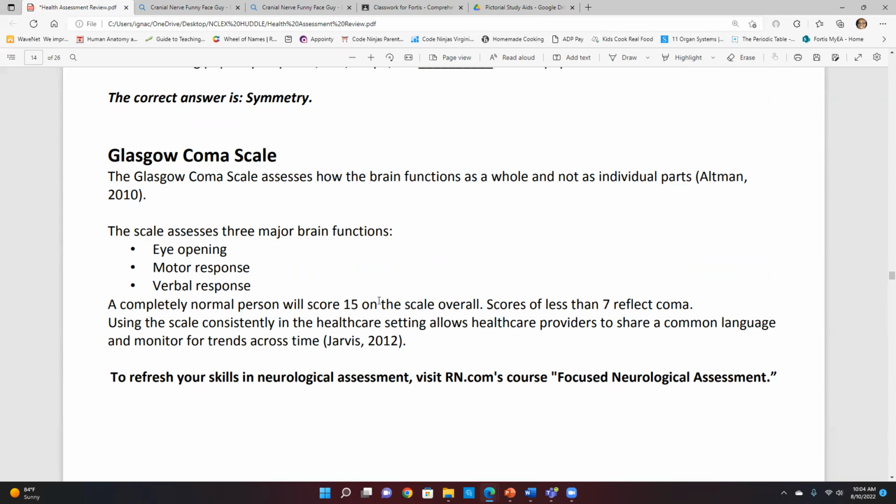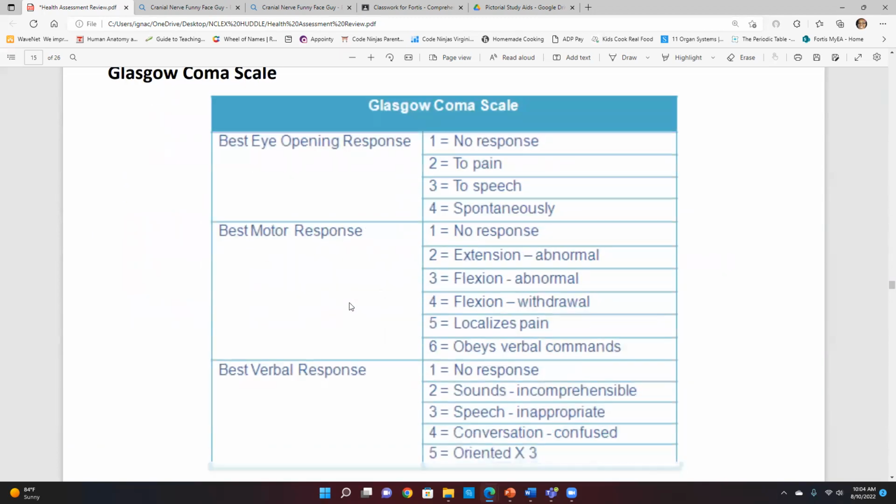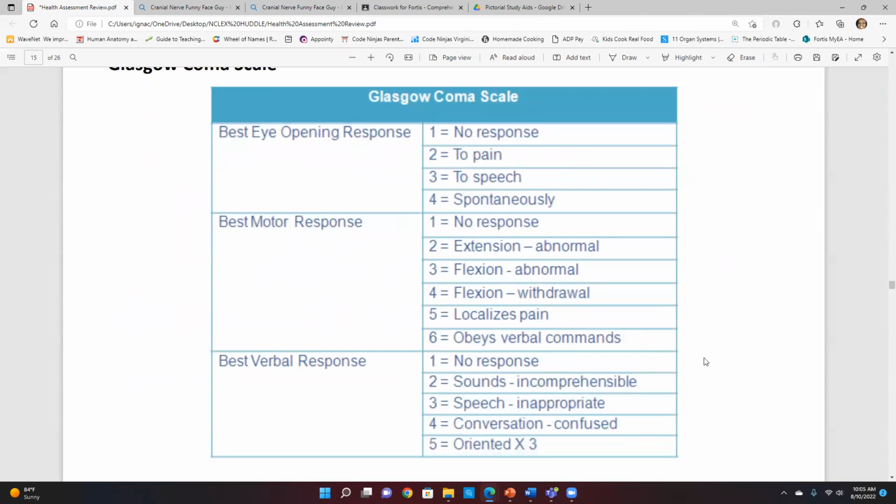So when we have the Glasgow Coma Scale, we are going to look for their eyes, their motor response, and their verbal response. Here's a chart that really tells you how it's broken down. You have to know this Glasgow Coma Scale. You have to understand what the components are and how to test. So when we talk about the eyes, can they open their eyes? If you say, Mrs. Jones, please open your eyes, and there's no response, then they get a 1. If you pinch them and they open their eyes, they get a 2, right?